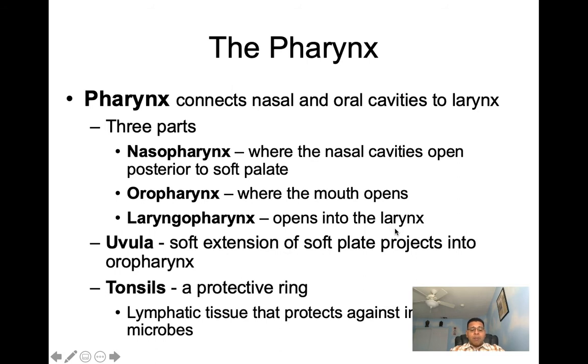Next, when we talk soft palate, I'd like you to know the soft palate is going to have a soft extension that's called the uvula. The uvula is going to be found projecting into the oropharynx. It's found as a pendulous structure you can see at the back of the throat.